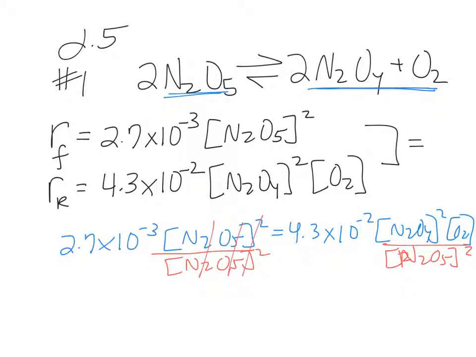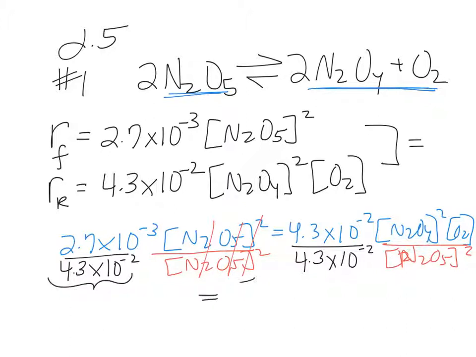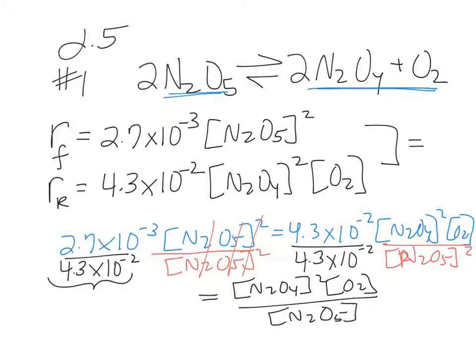And then if we divide both sides by the rate constant in the reverse direction, we get the expression for the equilibrium. We get that this number here is going to equal the concentration of N2O4 squared times the concentration of O2 over the concentration of N2O5 squared. And that is the equilibrium constant. So what we just did is we found that this number is the equilibrium constant using the rates.